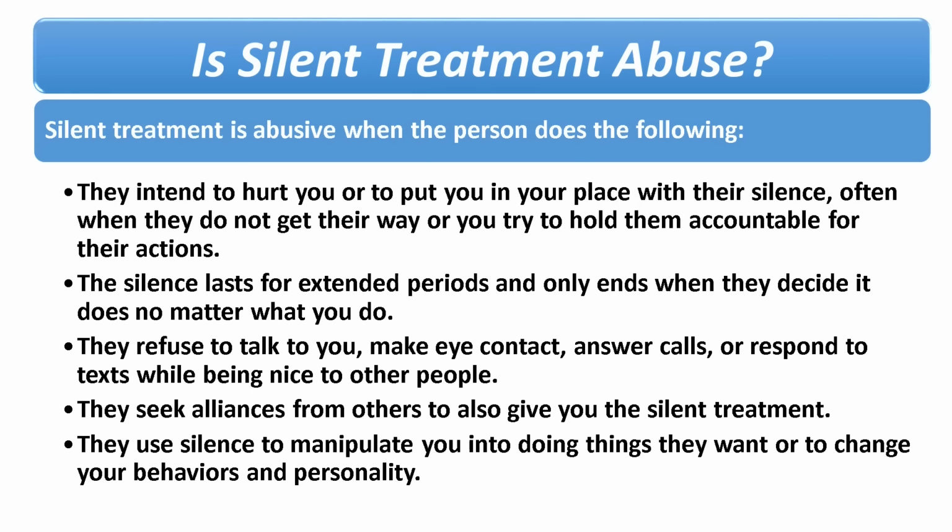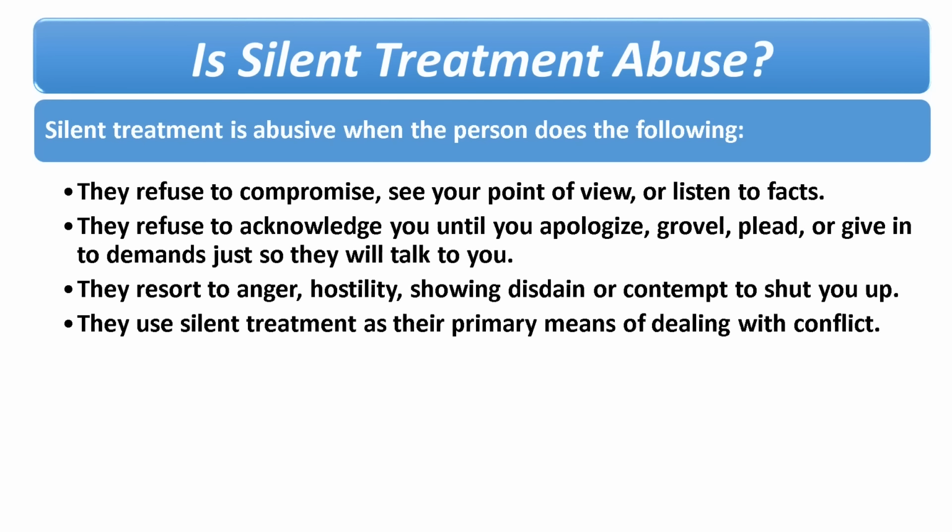They refuse to talk to you, make eye contact, answer calls, or respond to texts while being nice to other people. They seek alliances from others to also give you the silent treatment. They use silence to manipulate you into doing things they want or to change your behaviors and personality. They refuse to compromise, see your point of view, or listen to facts.